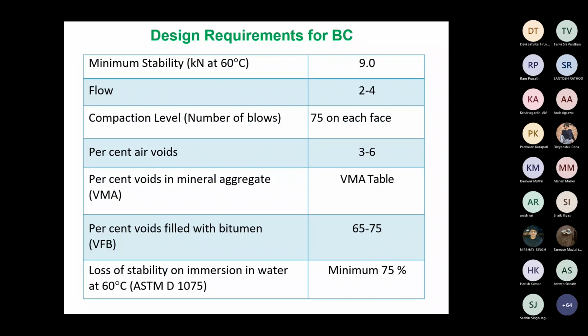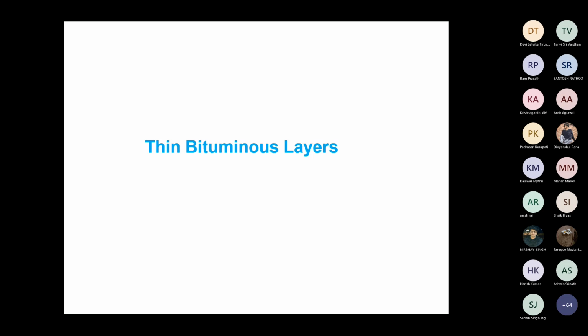So the design requirements, as for this DBM, there are requirements for this BC also, like stability, flow value, compaction level, air voids, and percent voids in mineral aggregates, which will be in the range of 12 or 13 or above, depending on the layer thickness. One table is given. Percent voids filled with bitumen is 65 to 75. Loss of stability on immersion in water is minimum 75%. So depending on that you have to do the testing.